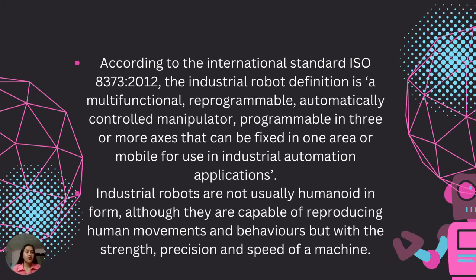And according to the international standard ISO 8373 of 2012, the industrial robot definition is a multifunctional, reprogrammable, automatically controlled manipulator, programmable in three or more axes, that can be fixed in one area or mobile for use in industrial automation applications. So, industrial robots are not usually humanoid in form, although they are capable of reproducing human movements and behavior, but with the strength, precision, and speed of a machine.